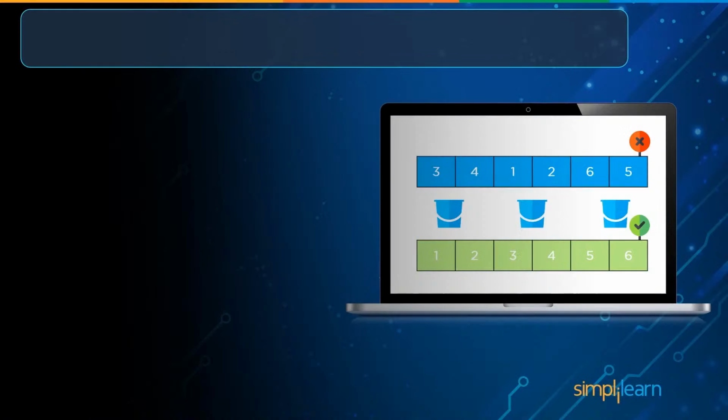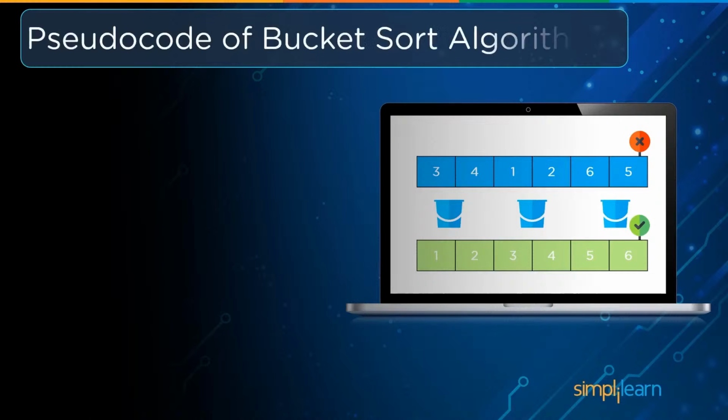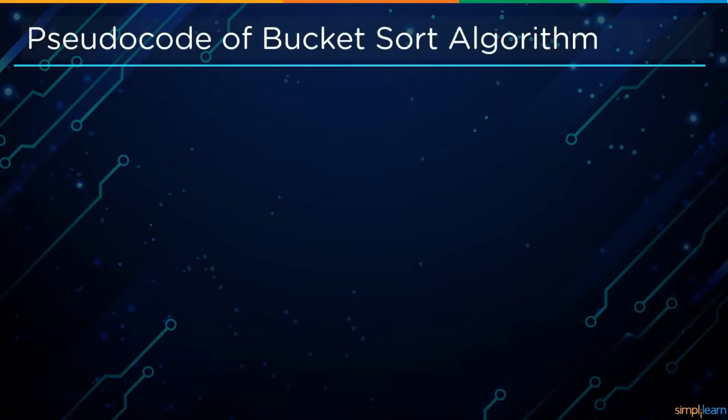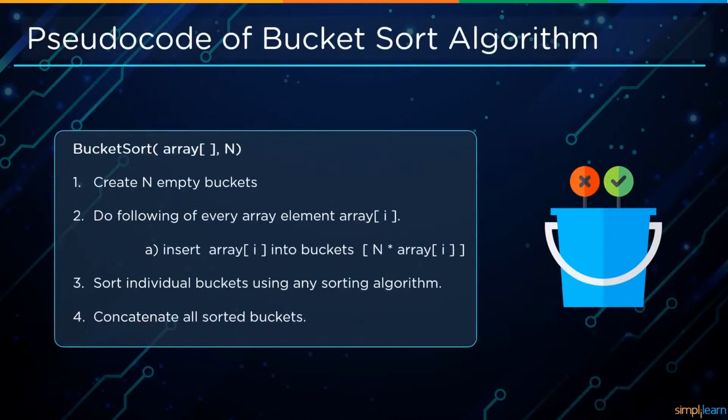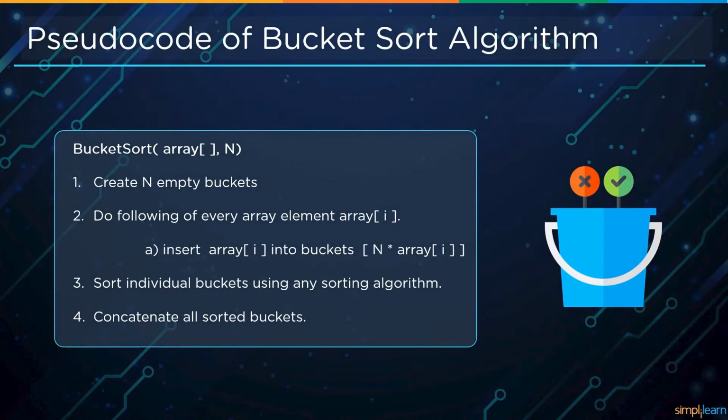Pseudocode is an informal programming description that does not require any strict programming language syntax, so we will understand it effortlessly. In the pseudocode, first we will create n empty buckets. Next, we will insert all the array elements into buckets by multiplying by the size of the array. We have to keep doing this for every array element, as we understood in the working of the bucket sort algorithm.